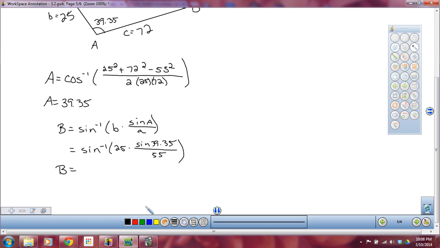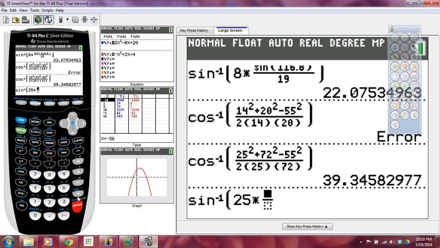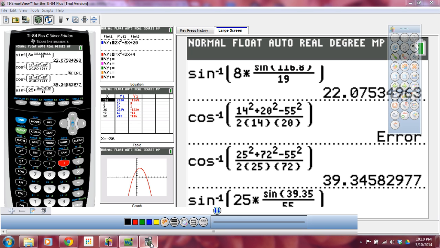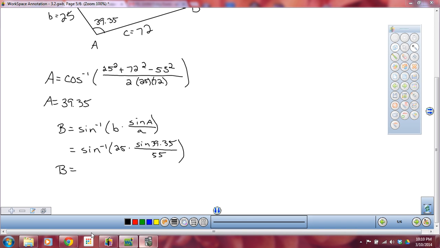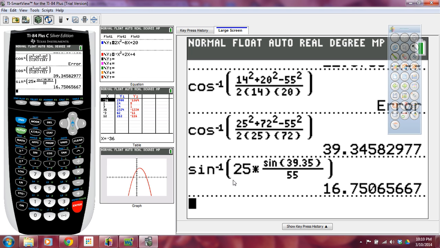Alright, so we're going to plug this in. So 25, 39.35, 55. We have to go back and forth. So we're going to do sine inverse of 25 times, I'm going to go ahead and get my pretty print up there. Then I've got sine of 39.35 over 55. I just want to make sure I got those numbers in properly. We don't need another mishap. I'm going to press enter. I get 16.75.